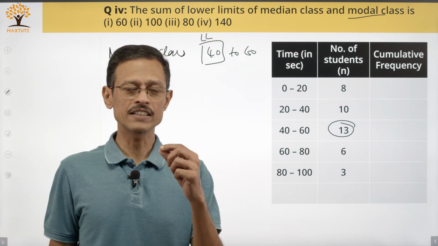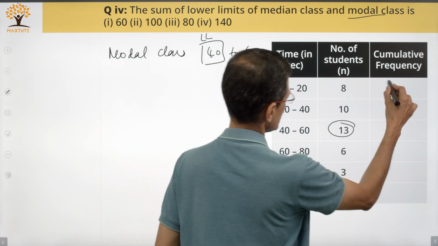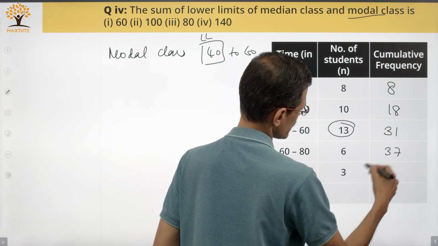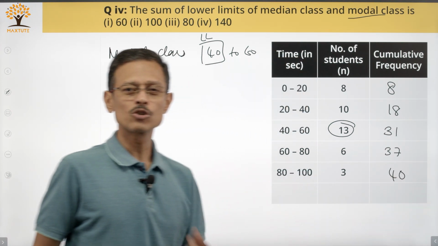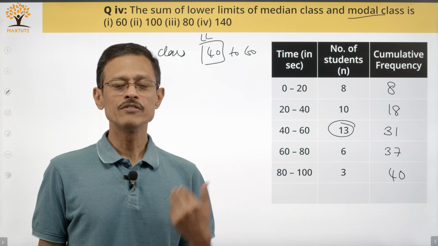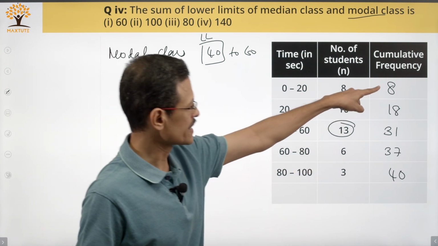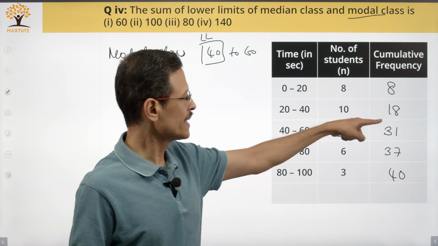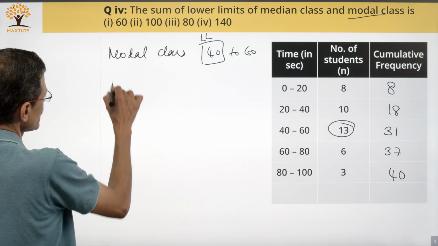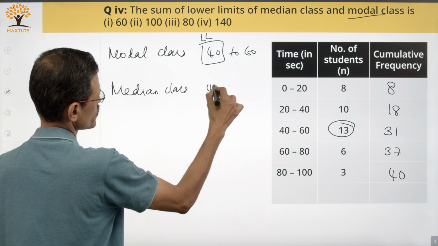So we'll start by identifying the median class. To identify the median class, let's compute the cumulative frequencies. So here it is 8, 8 plus 10, 18 plus 13 is 31 plus 6 is 37 plus 3 is equal to 40. Total number of students is 40. Where does 20 lie? The midway mark is going to be the cumulative frequency where it touches 20, and that is the class which is going to be the median class. It's 8, 18, we still have not touched 20, 18 to 31, so 20 will lie in this class interval. So the median class is also in this particular case equal to 40 to 60.